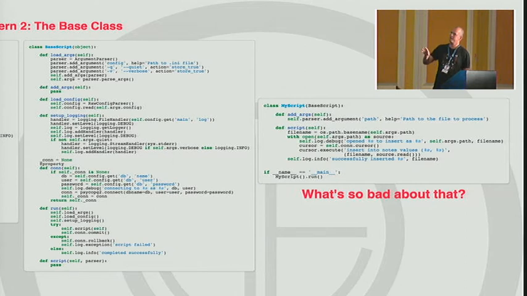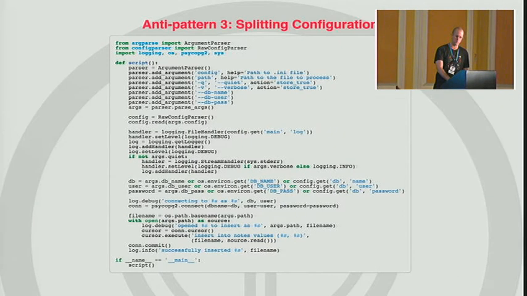So that's one kind of factoring out a base class approach that I've seen not work very well. The other one, which is a smaller problem, but I thought I'd mention, is the splitting configuration here. We've taken our script now and we've said, okay, what we actually need to do is be able to specify the DB name, user, and password as environment variables.